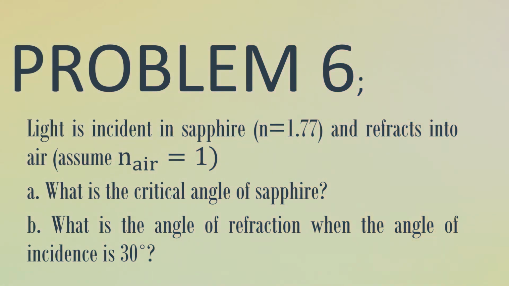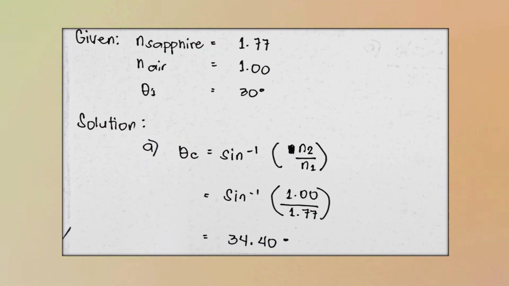For problem number 6, light is incident in sapphire and refracts into air. What is the critical angle of sapphire? And letter B, what is the angle of refraction when the angle of incidence is 30 degrees? For number 6, we have to compute for the critical angle of sapphire, and for letter B, we have to get the angle of refraction when the angle of incidence is 30 degrees.